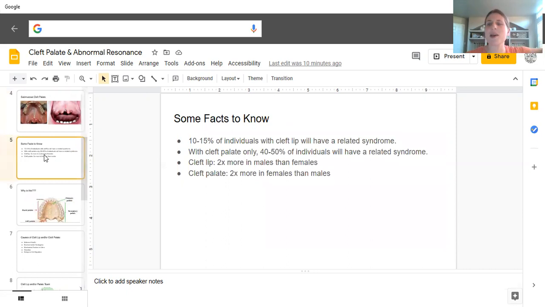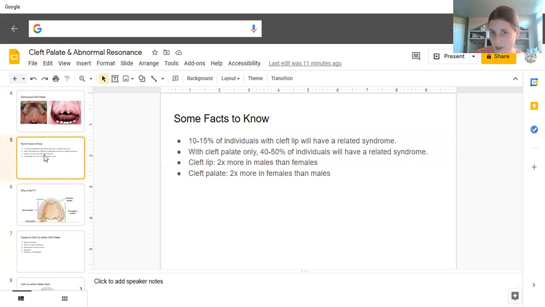So there are some interesting trends when talking about cleft lip and cleft palate. 10 to 15% of individuals with cleft lip, regardless of whether the person also has cleft palate or not, will have a related syndrome. With cleft palate only, however, 40 to 50% of individuals will have a related syndrome. This can be like Treacher-Collins or Apert syndrome.